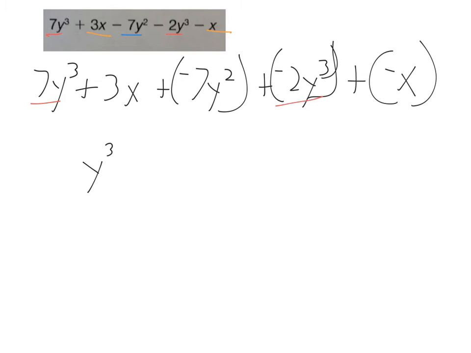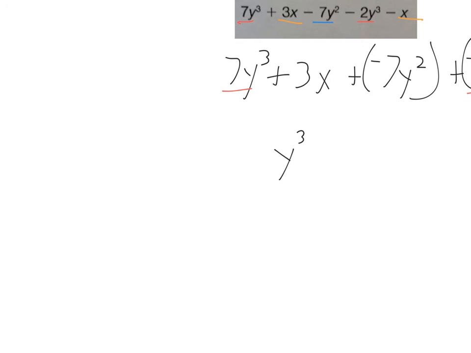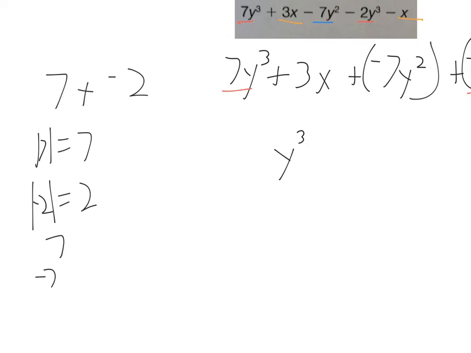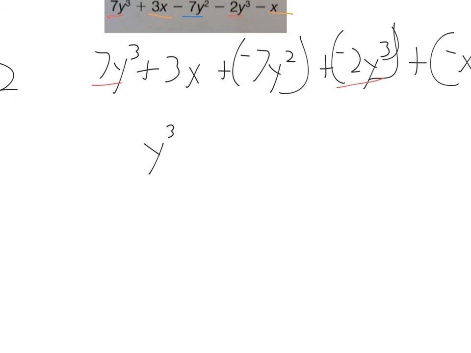And I know that when I look at this one and I come on over here, I'll do my work to the side here. I'm doing 7 plus negative 2. And then the absolute value of 7 equals 7, and the absolute value of negative 2 equals 2. I find the difference between the two of these since they have different signs. 7 minus 2 is 5. Since 7 had the greater absolute value, that originally was positive, so my answer is going to be positive 5y cubed.